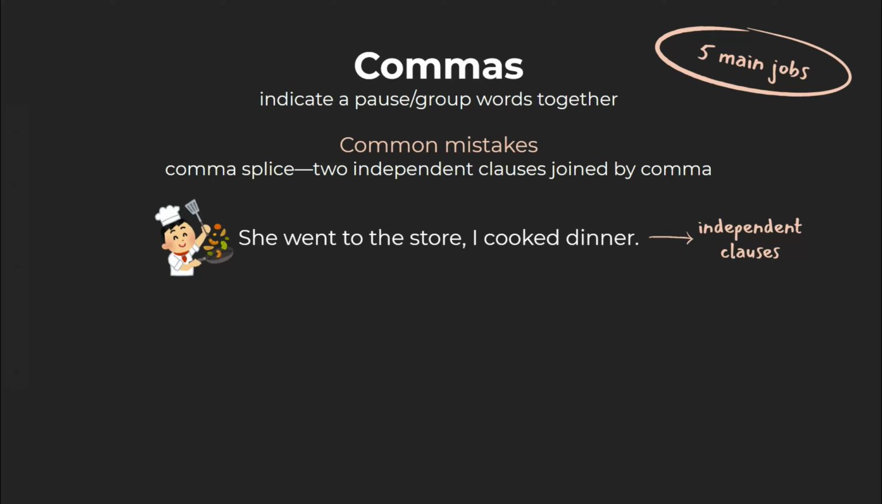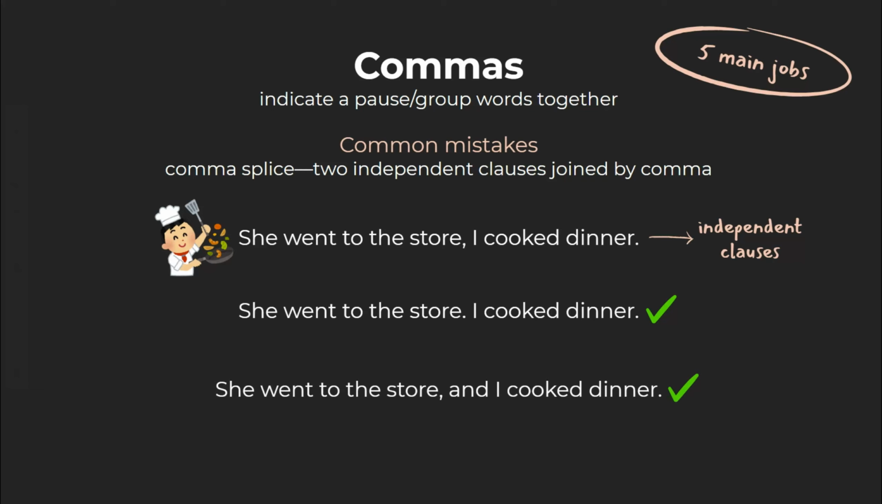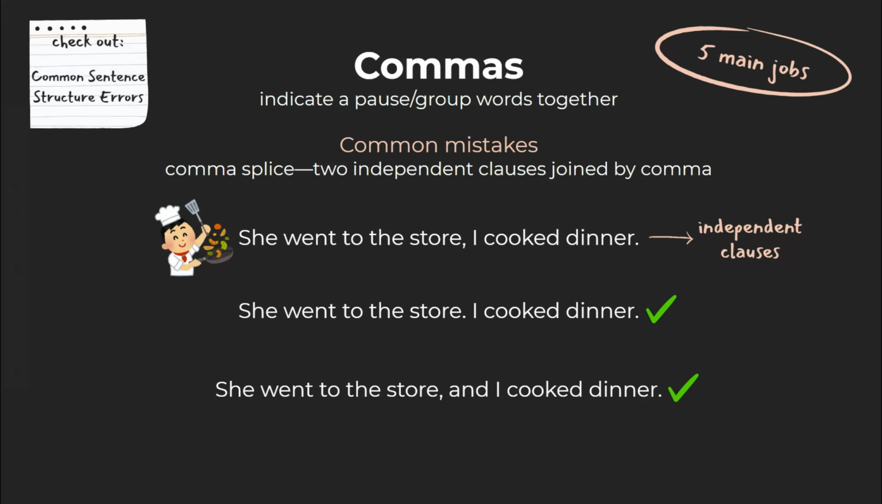To correct this, we'd either need to separate these 2 clauses into 2 entirely different sentences, or add a comma and conjunction. For example, she went to the store, and I cooked dinner. For a more in-depth look at comma splices, check out our video on common sentence structure errors.